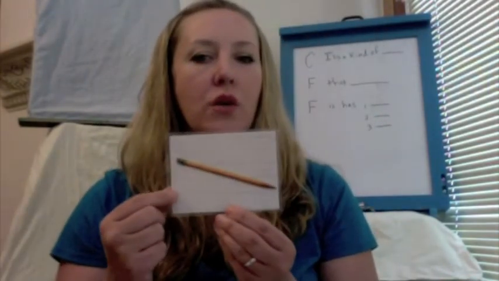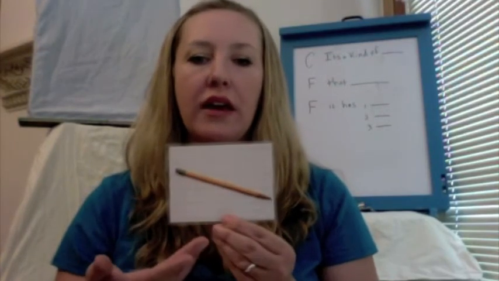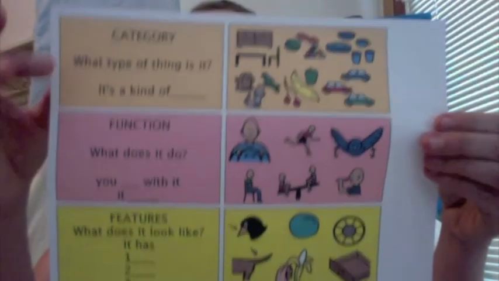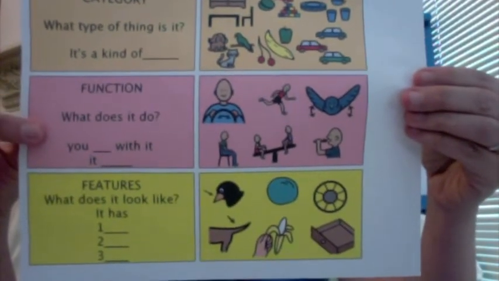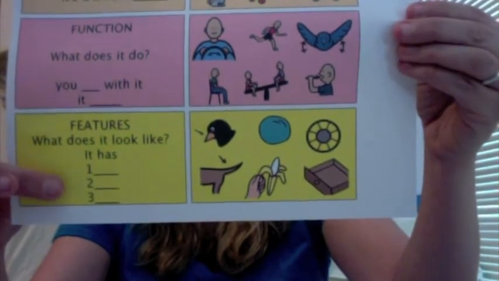Let's talk about a pencil. What is the category? What do you do with it? What does it look like? A pencil is a kind of school supply that you use to write with. It has a point and eraser.